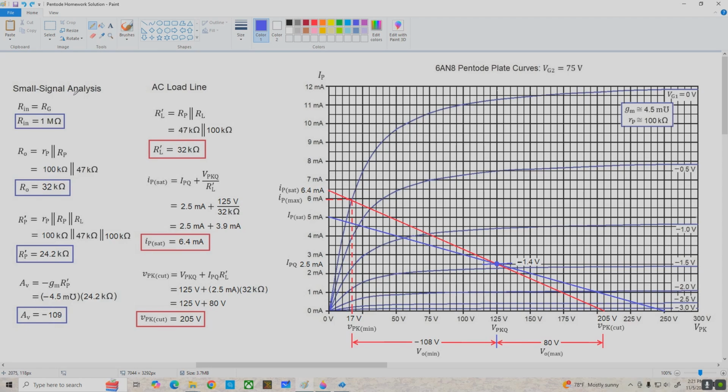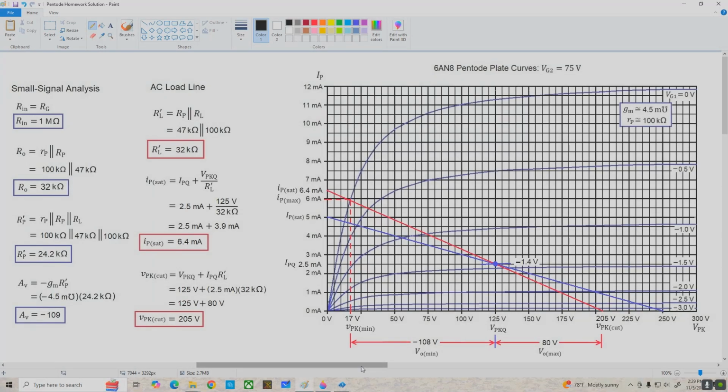So reviewing the small signal analysis, we've got Rin is 1 megohm, R out is 32 k ohms, our AC small signal model plate resistance is about 24.2 k, and our voltage gain works out to be about negative 109, which is pretty typical of pentode based amplifiers. They're capable of very high voltage gain, as we can see here. Now over here are the AC load line calculations, and I've also labeled the values for VO max and VO min in relation to the AC load line as well.